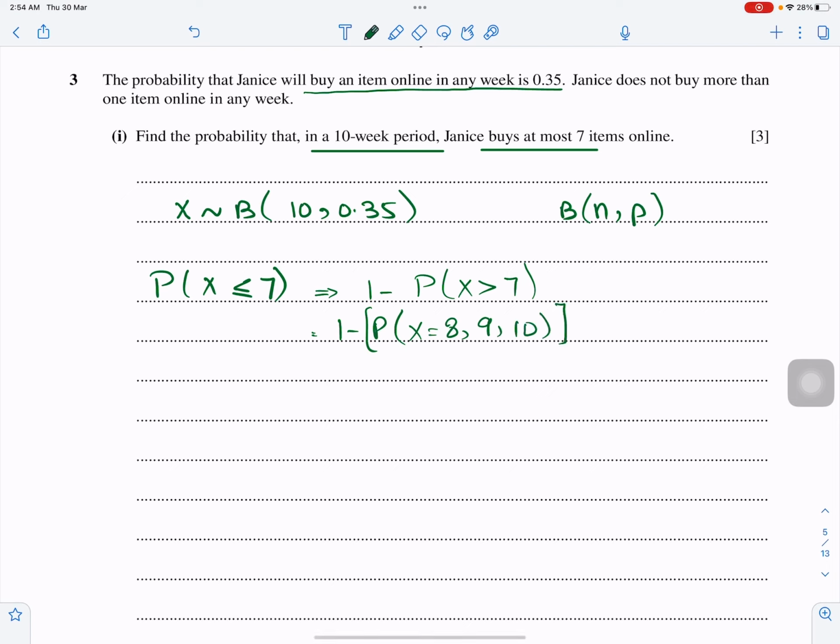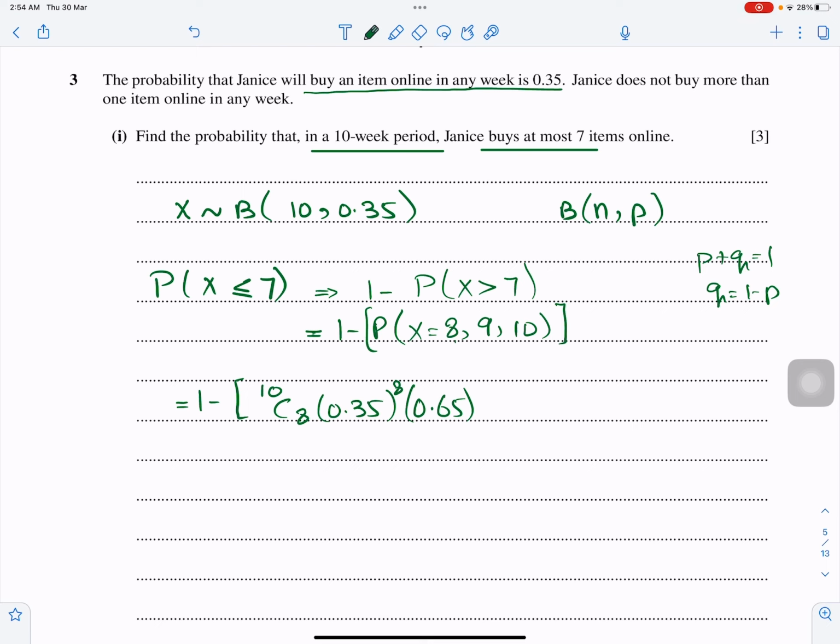Got it? So you can find all the probabilities of 0, 1, 2, 3, 4, 5, 6, 7 and then add up, or you can do the probability of 8, 9, 10 and subtract from 1, because 100% probability is 1. So now let's apply the formula here. It will be 10C8. Okay, I'm doing 8 first, and then it will be 0.35 power 8, 0.65 power 2. I hope you understand how I got 0.65. We know that p plus q equals 1 and q is equal to 1 minus p.